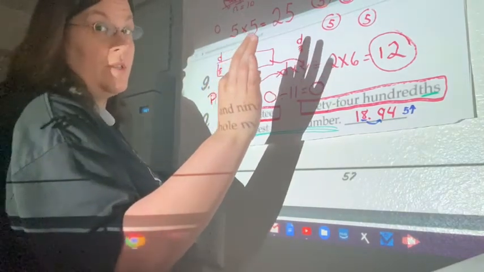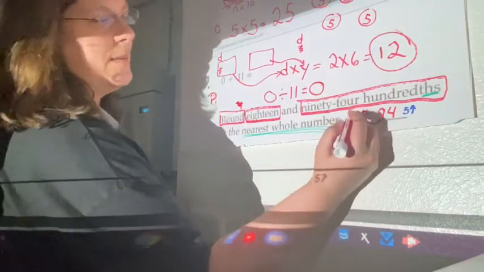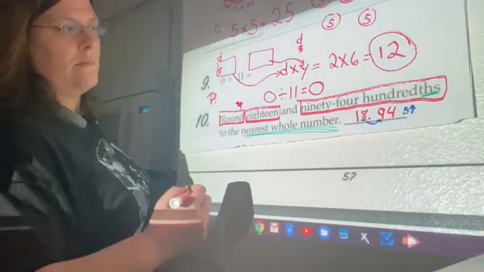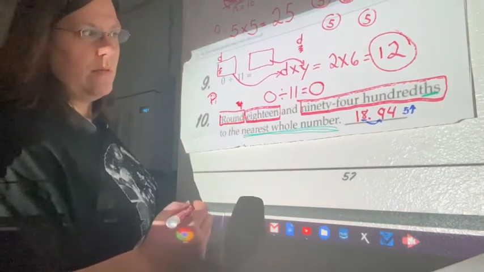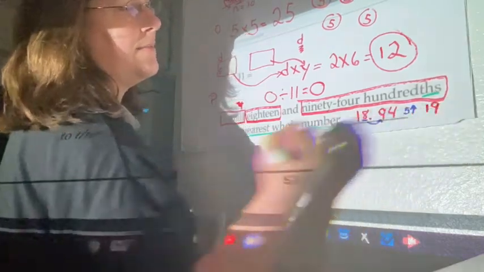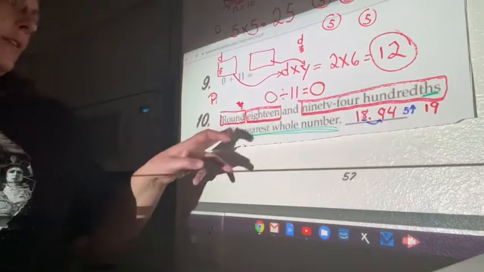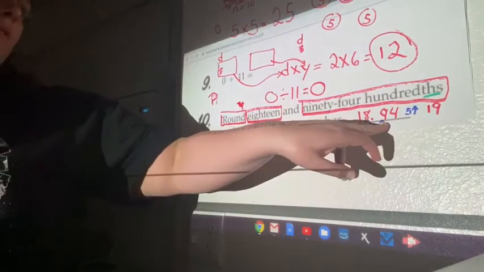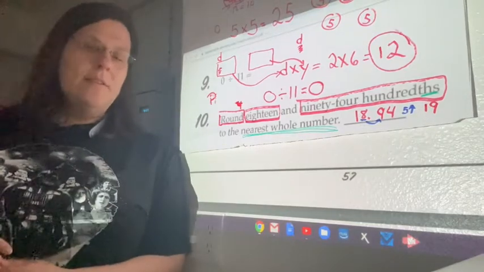Okay, was it under 5? No. Since it was not under 5, it goes up to a what? What does it go up to? It goes up to 19. Okay? Round 18 and 94 hundredths to the nearest whole number. The nearest whole number is 19. That is your math lesson for today.